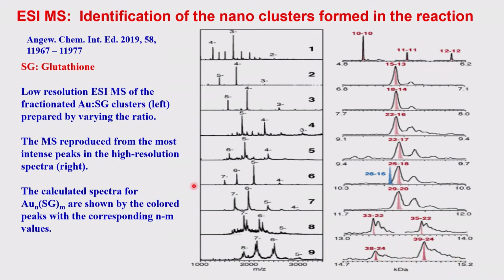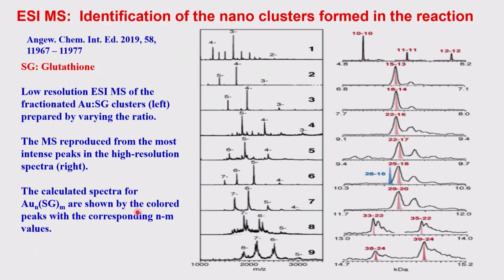This slide has ESI mass spectra shown for a reaction between the gold salt and glutathione. Glutathione is a tripeptide, containing one residue of cysteine, and cysteine has an SH group. Therefore, the gold salt that you have used can get reduced to gold 0 and then form the cluster where the glutathione will cover it. So this is done at different ratios. The ratio is gold to these things at 1, 2, 3, etc.